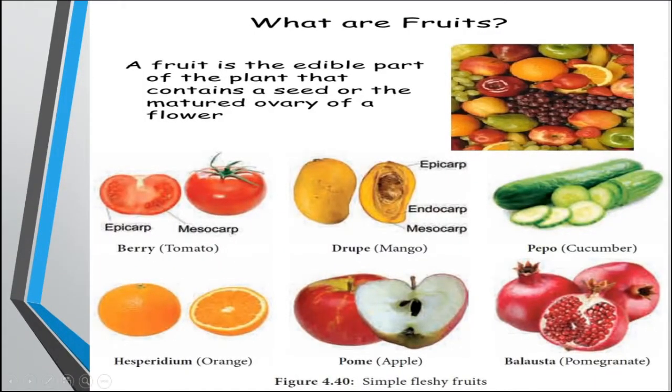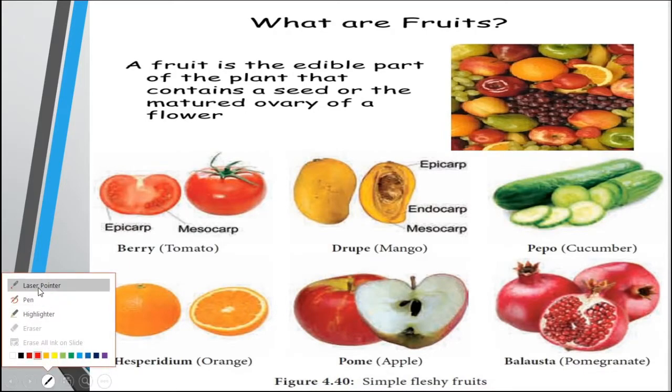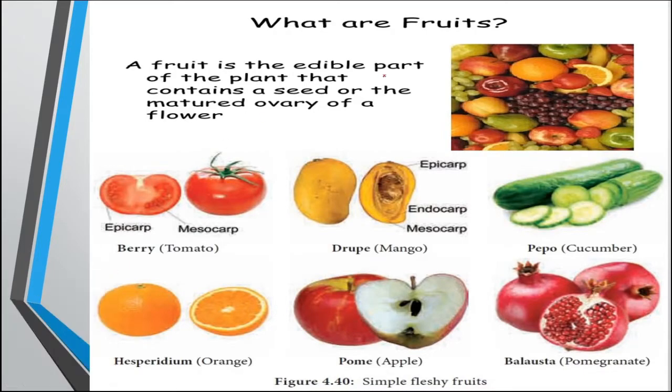In this slide we can see the different structures and types of fruits. The fruit is the edible part of the plant that contains seed, or the matured ovary of a flower. Now here we can see different parts, different layers of fruit. This outermost is epicarp, the middle one is mesocarp and the inner one is endocarp. The tomato fruit is there, which comes under the category berry. This is a berry type of fruit.